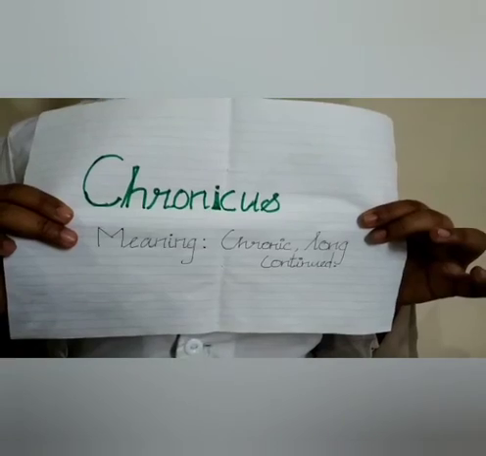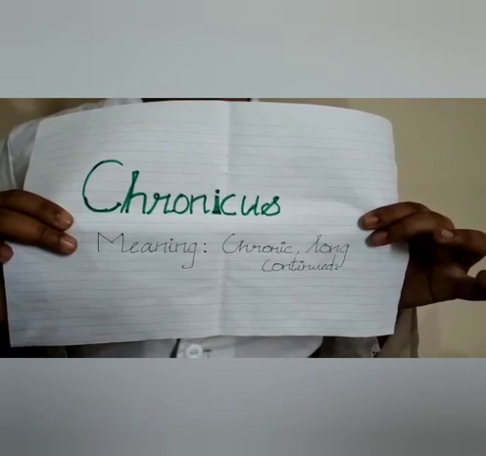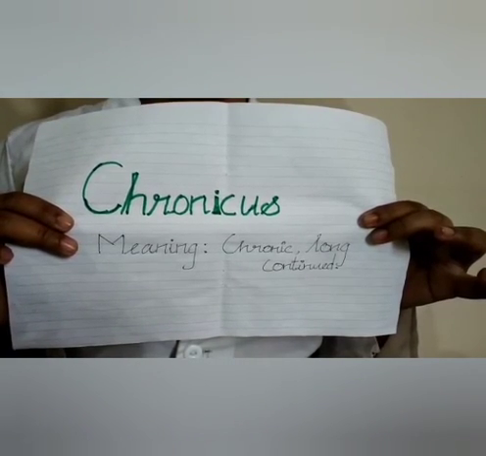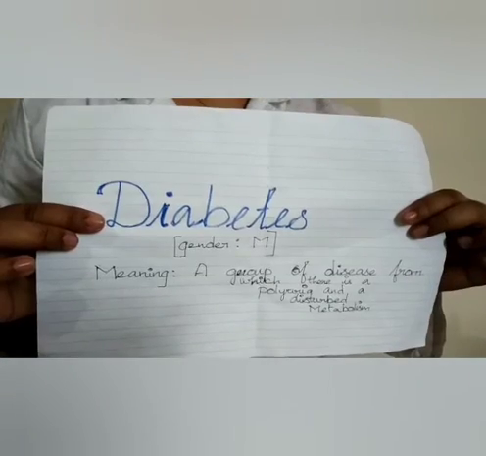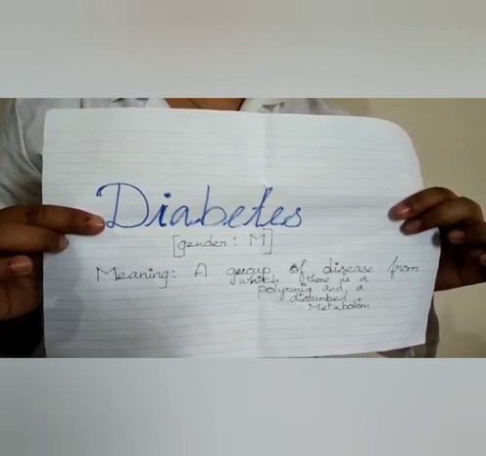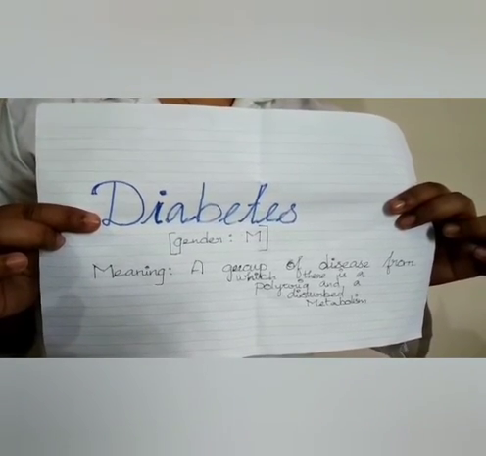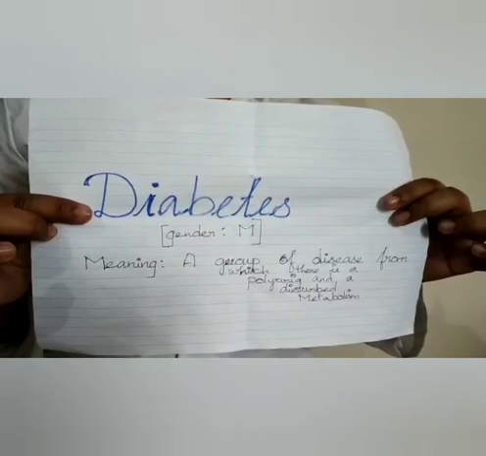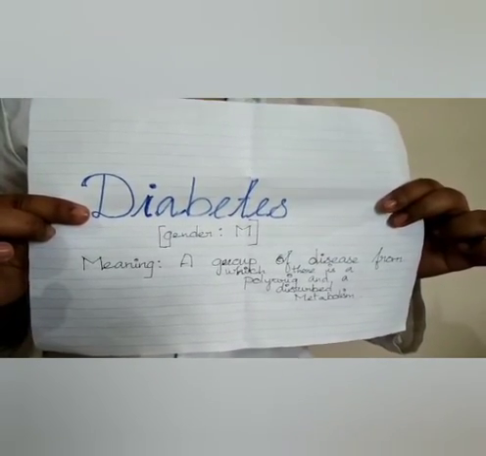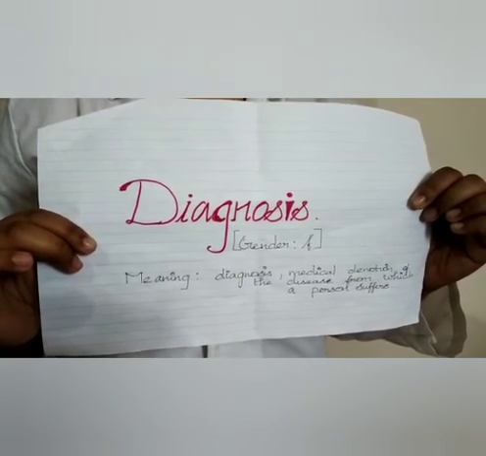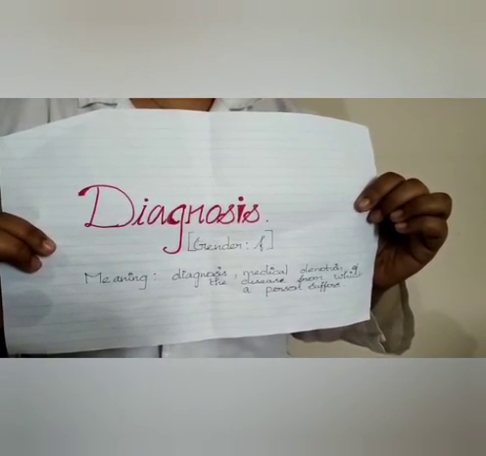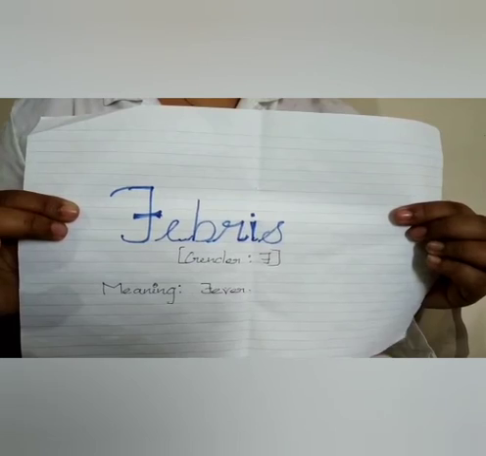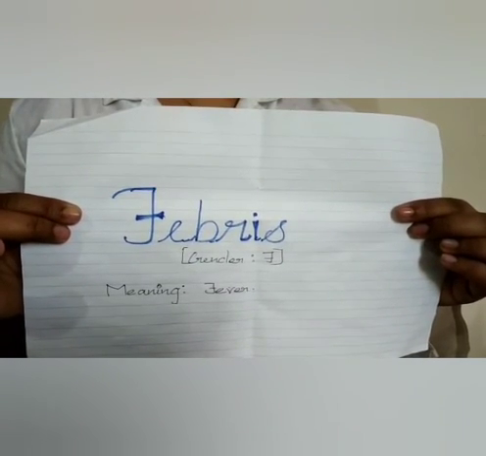Acutus, meaning acute. Chronicus, meaning chronic, long continued. Continuus, meaning continued. Diabetes, gender male, meaning a group of diseases with polyuria and disturbed metabolism. Diagnosis, gender female, meaning medical denotation of a disease from which a person suffers. Febris, gender female, meaning fever.